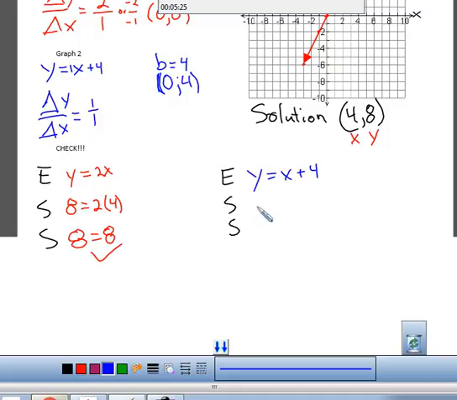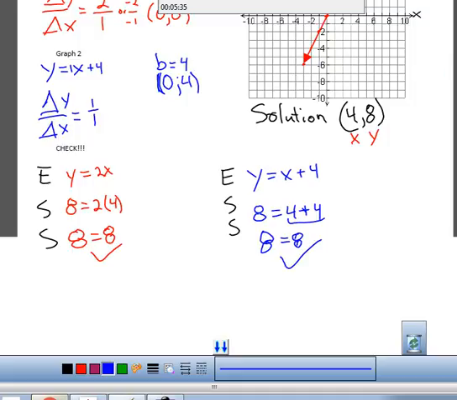So I substitute 8 in for y, 4 in for x. 4 plus 4 is 8. 8 equals 8, and it checks. Alright, so that's how we solve graphically. We look for the point of intersection. It's pretty easy to see, so this is a visual skill.